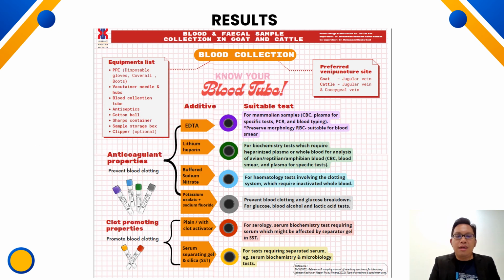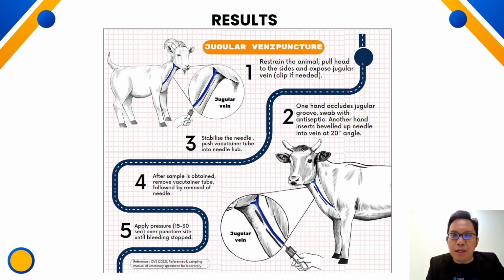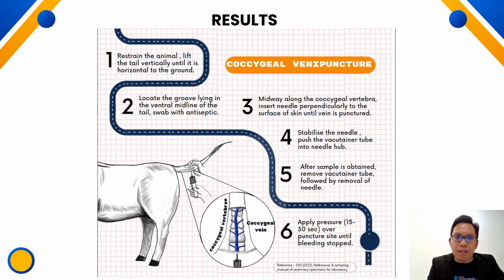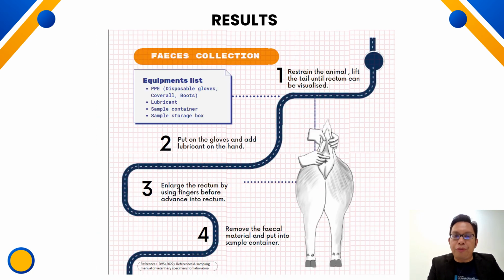And these are the details of the posters. This is the first part, where we can see the list of the blood tubes with the respective additives and the respective suitable tests. And this is part 2, the jugular venipuncture, where we can see the schematic diagram with the instructions. And this is part 3, the coccygeal venipuncture, with the schematic diagram and the instructions. And this is part 4, the last part, feces collection. We can see the schematic diagram and the instructions.